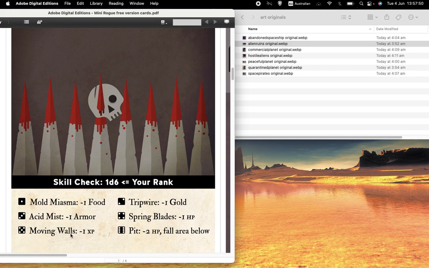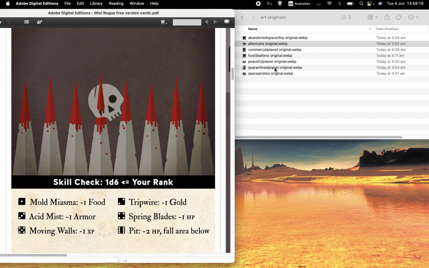Why does moving walls make you lose experience points? Well, I don't know. Tripwire makes you lose gold. Again, not sure why. Spring blades minus one hit points. Well, that makes sense. And then pit, you can fall. So there's a sort of variety. It's kind of the opposite of the event. The event card is a bunch of different things that are mostly good, and this is a bunch of different things that are all bad. So it's kind of the opposite of that.